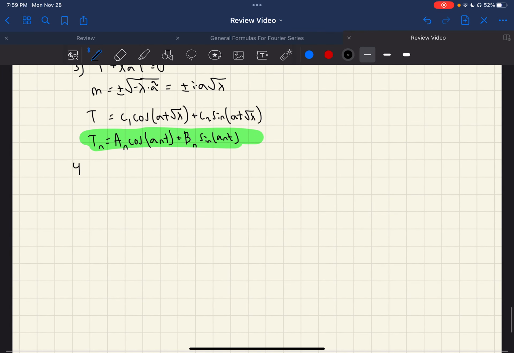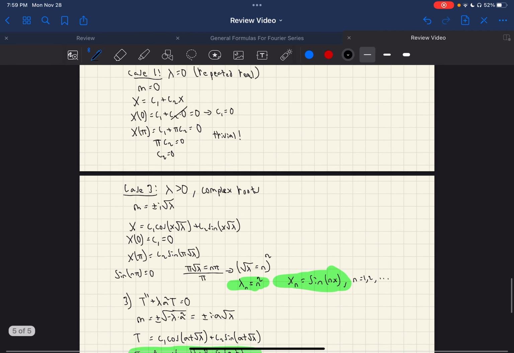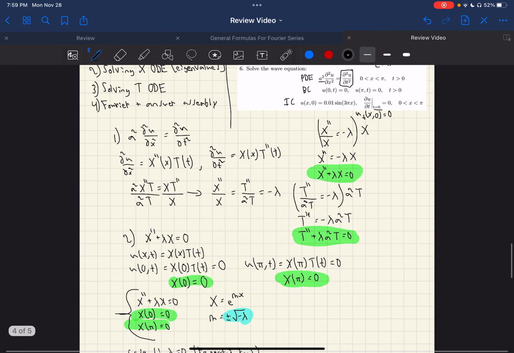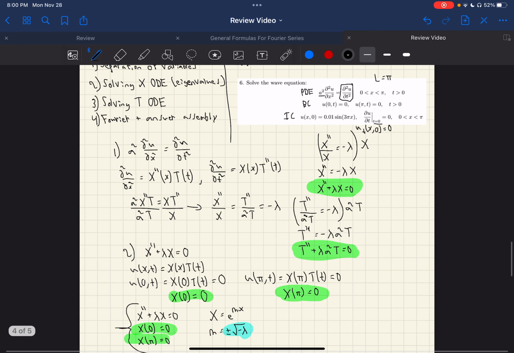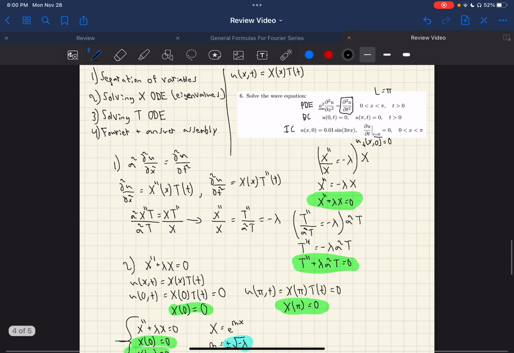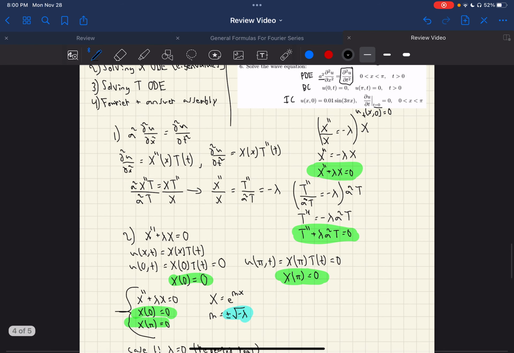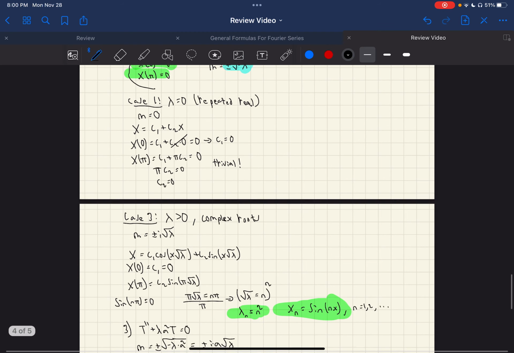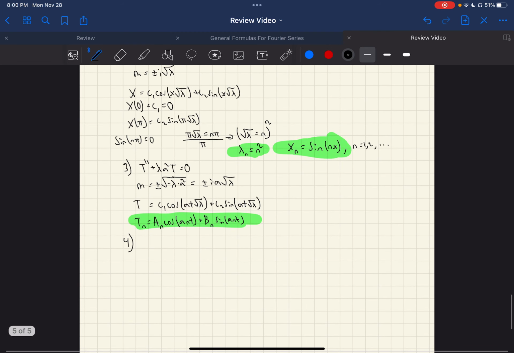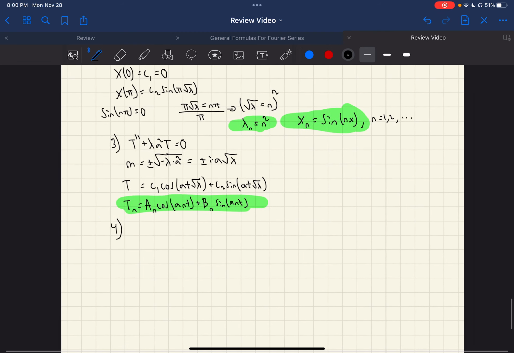And so step 4. The first 3 steps were basically getting pieces of our final answer, because we use the equation to get 2 ODEs. Then we solve those ODEs so we can get an eigenvalue and then 2 functions. And now it's time for the Fourier stuff and plugging everything in.